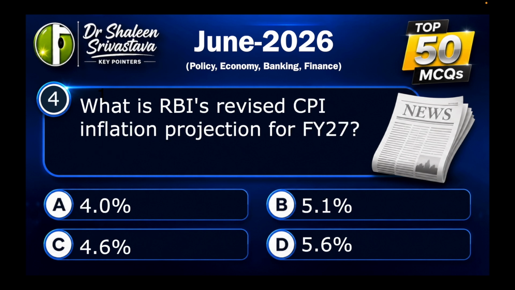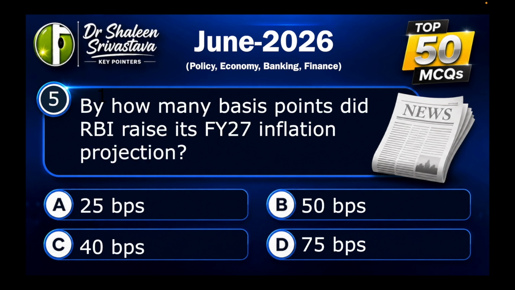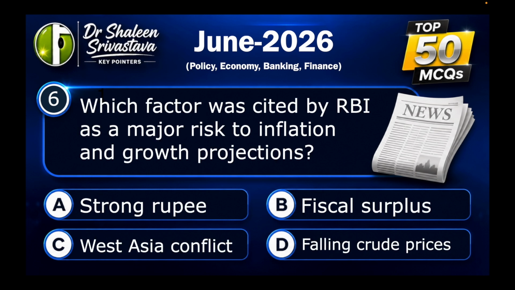What is RBI's revised CPI inflation projection for FY27? The correct answer is B, 5.1%. By how many basis points did RBI raise its FY27 inflation projection? The correct answer is B, 50 bips. Which factor was cited by RBI as a major risk to inflation and growth projections? The correct answer is C, West Asia conflict.